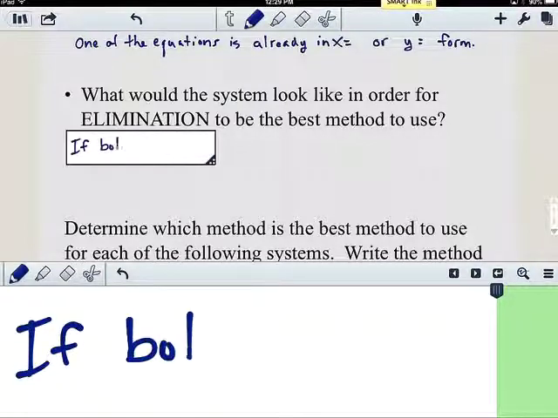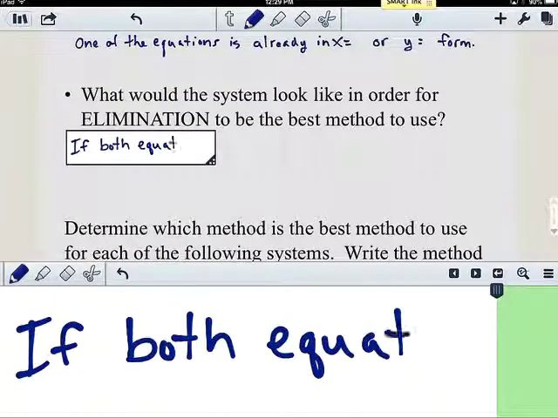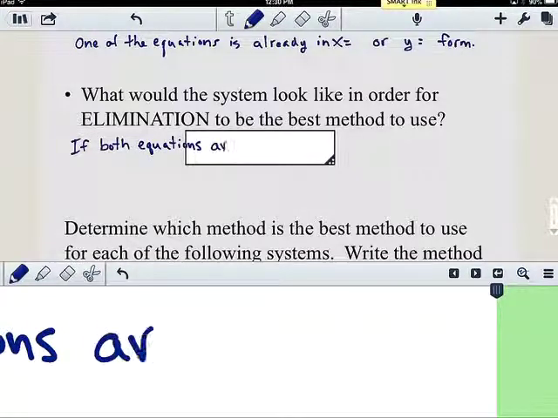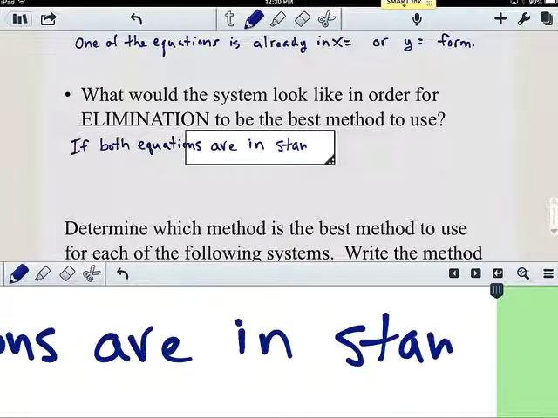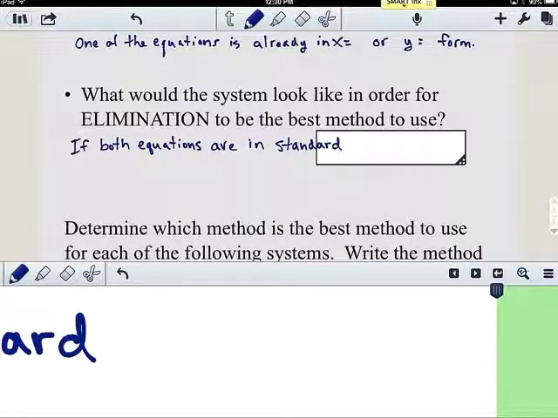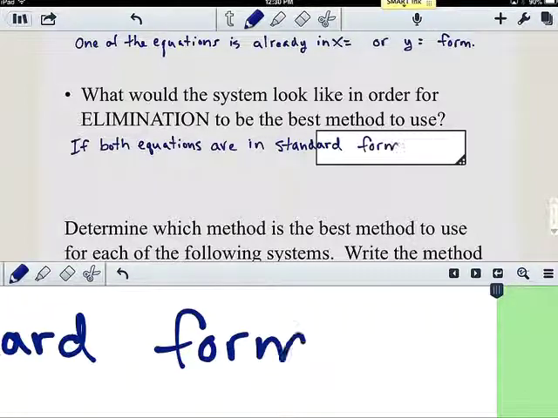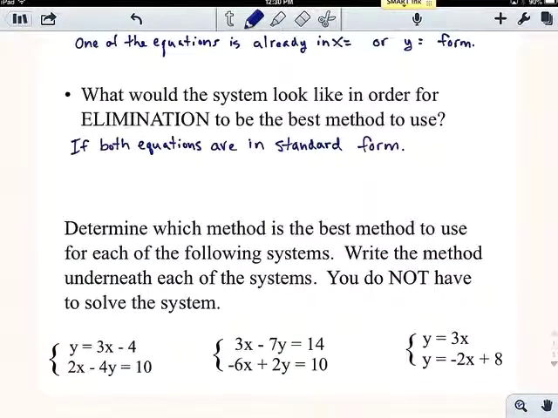If both equations are in standard form, now you guys haven't heard this, but I'm going to explain it in just a second. Okay, so write that down. If both equations are in standard form, we want to use the elimination method. But what does standard form mean?